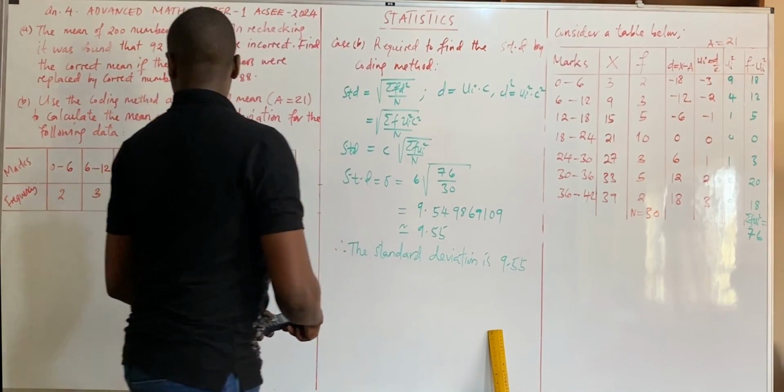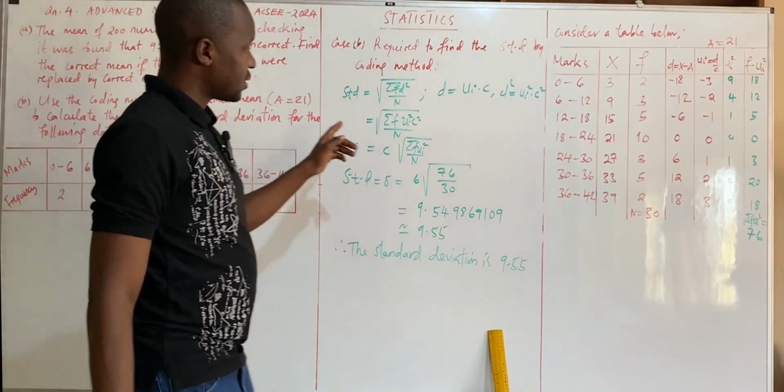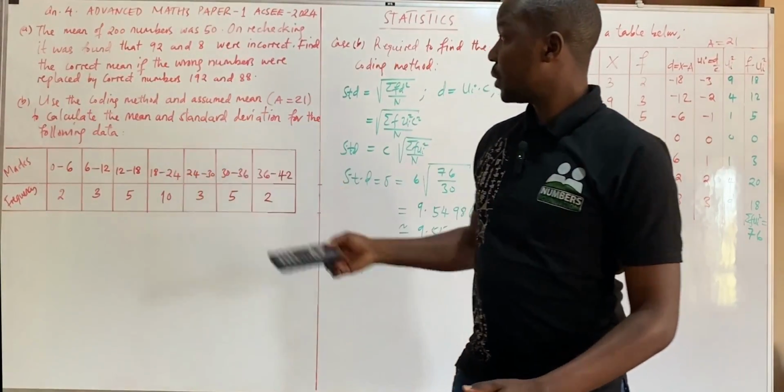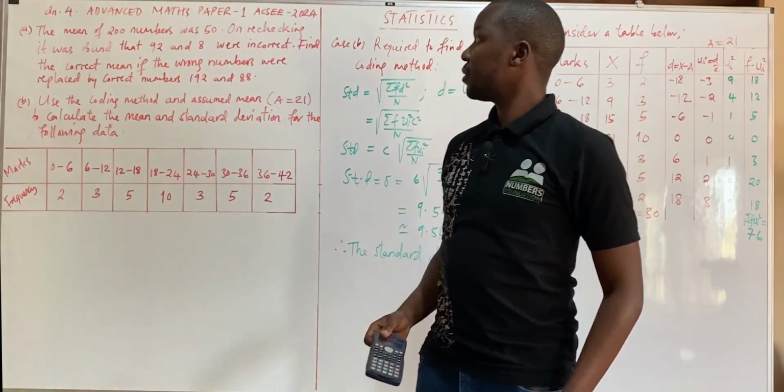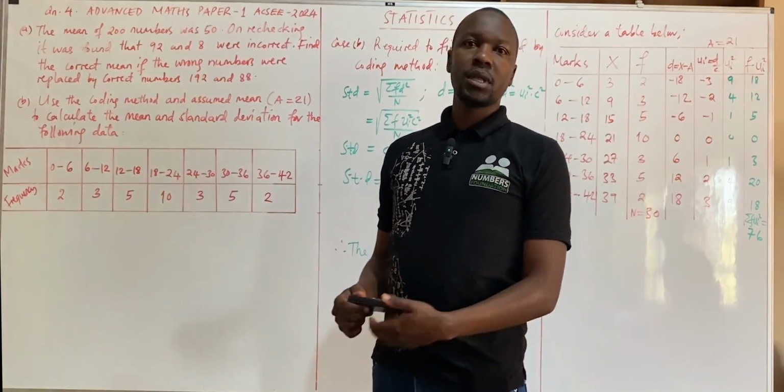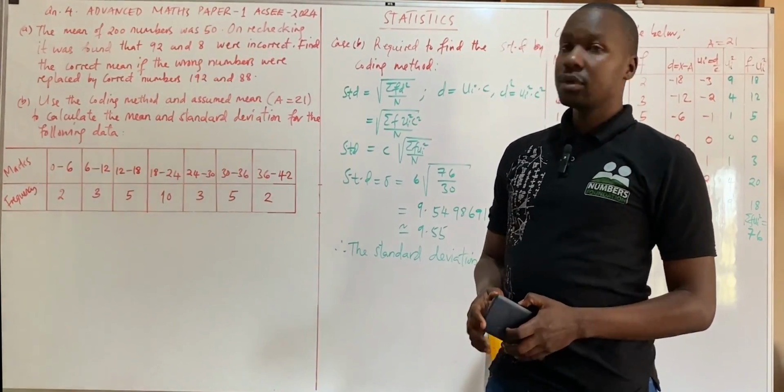And up to that point, we have managed to answer part B of question number 4 that appeared in Advanced Mathematics Paper 1 in the year 2024.